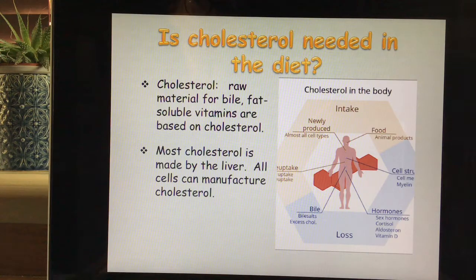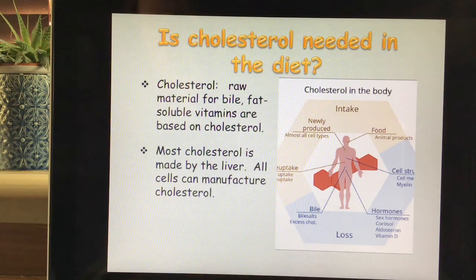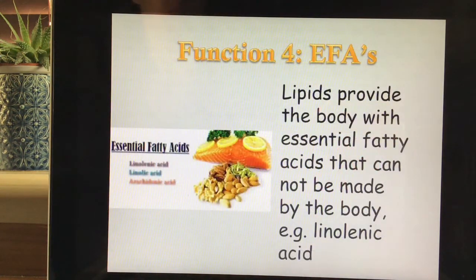Now, cholesterol is made by the liver, and most of the cholesterol that we need will be made by the body anyway. So we don't have to go out of our way to consume foods that have cholesterol. And also in relation to cholesterol, some unsaturated fats help to lower cholesterol, such as polyunsaturated fats, such as oily fish. Our fourth function of lipids is that they provide us with essential fatty acids. Essential fatty acids can't be made by the body, for example, linolenic acid.